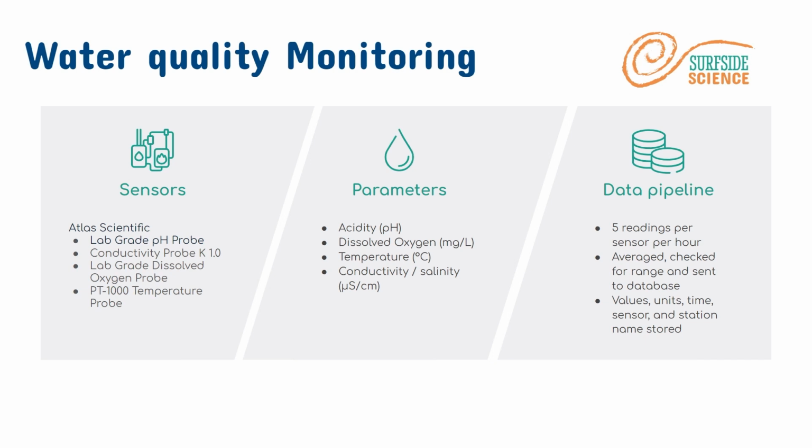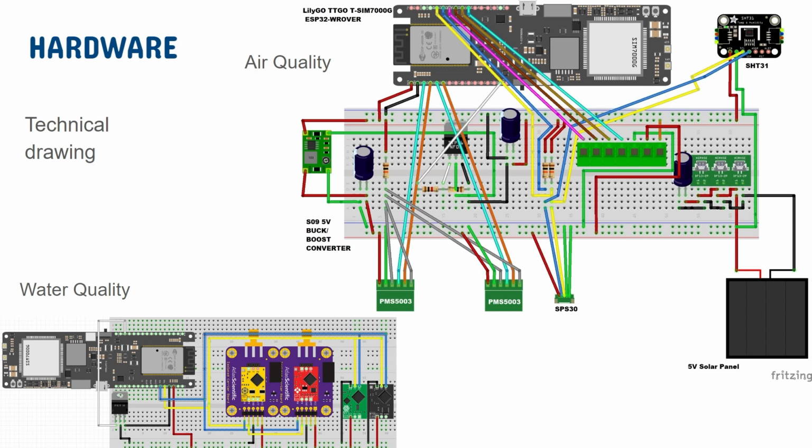We collect 5 samples per hour, get the average, make sure they're in the correct ranges, and then we send it in the form of JSON to the database, where we include the values, unit, timestamp, station ID, and also sensor ID. Hardware. As you can see, there are 2 wiring diagrams, one for air quality and one for water quality.